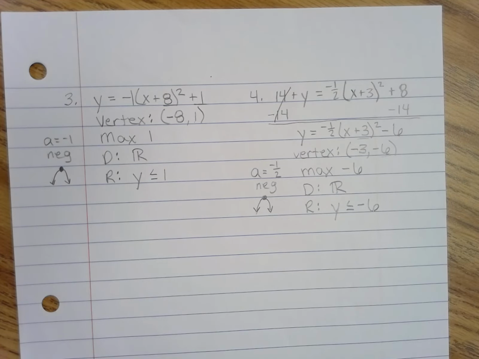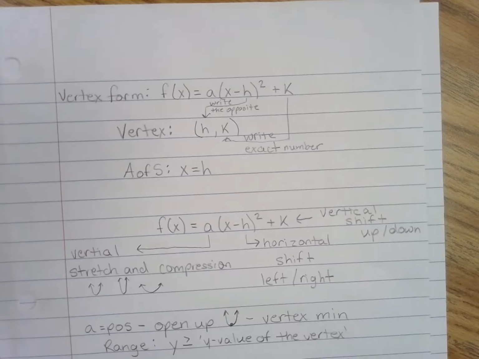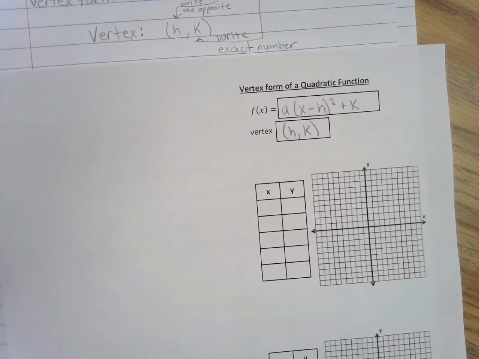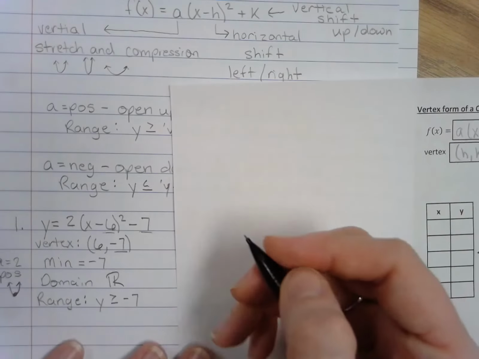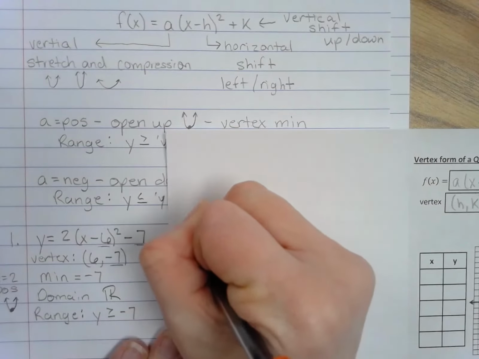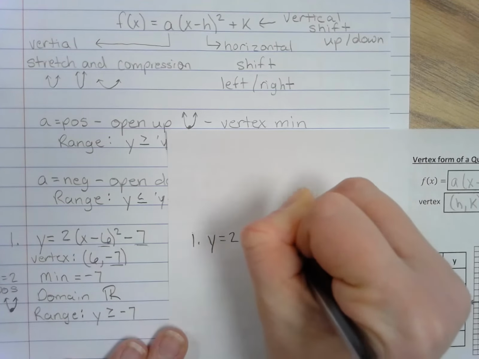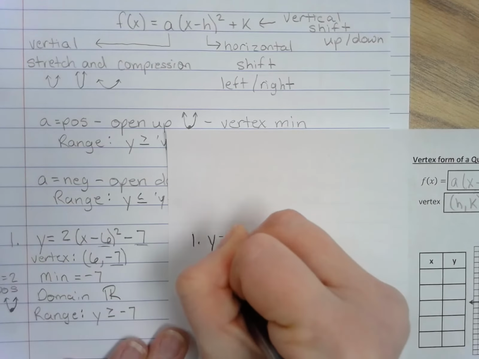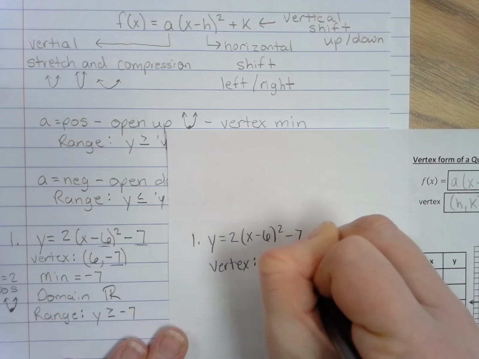So now let's shift gears and look at our graphing. When we graph these functions, there are two methods, so pick the method that works best for you. We're actually going to graph the first example. If you want to recopy that, we have y equals 2 times (x minus 6) quantity squared minus 7. We said that our vertex was at 6, negative 7.